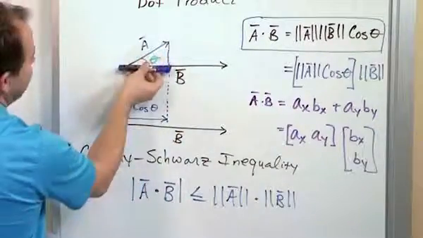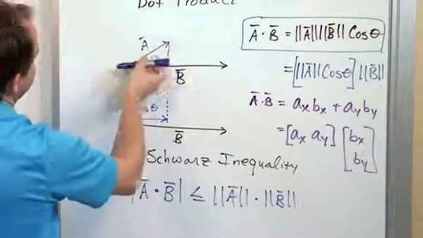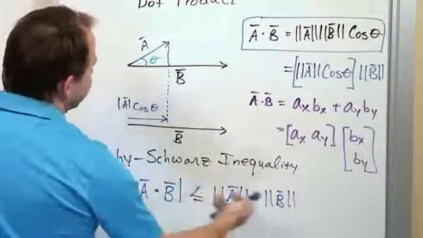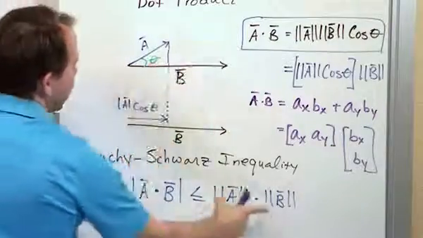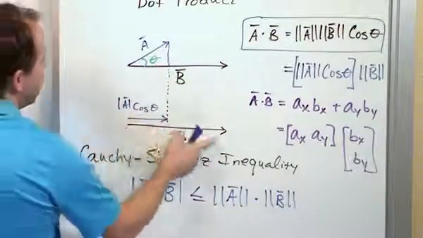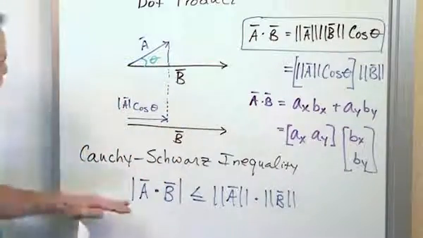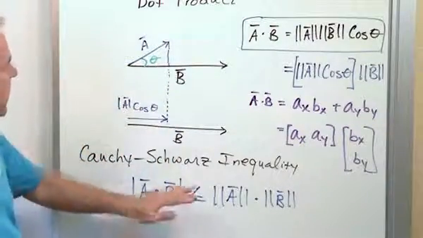In that case, vector A falls exactly in the direction of B, and then I'm going to get an equal sign on both sides, because A times B will be here. A dot B will be the exact same thing because the vector will already fall along B. So this is the Cauchy-Schwarz inequality.